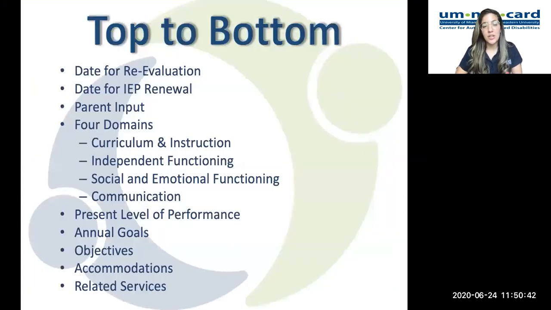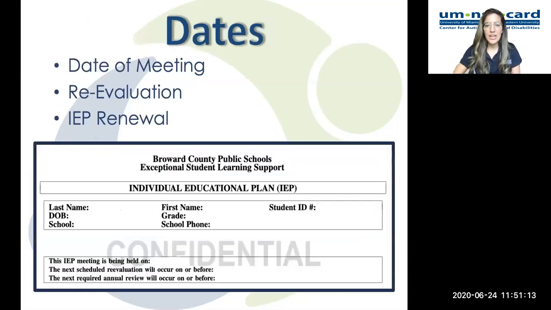Today what I'll be doing is taking a Broward County Public School IEP, and going through each of the sections top to bottom. We'll talk about important dates, the parent input, the 4 domains, present level of performance, annual goals, objectives, accommodations, and related services. Since each of these sections has its own session in this IEP training series, I won't go too in depth, but I did want to provide a general overview of everything else that we'll be covering in this training series. So first, we'll start with the dates, right at the very top.